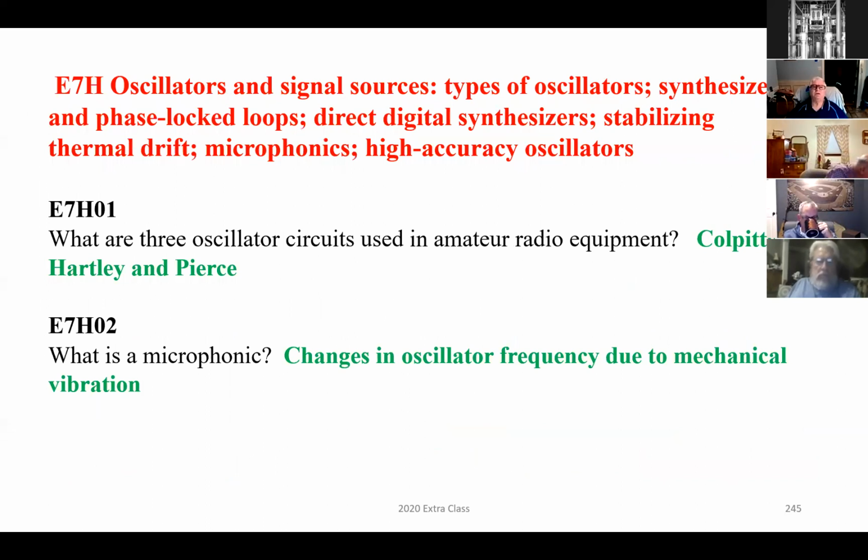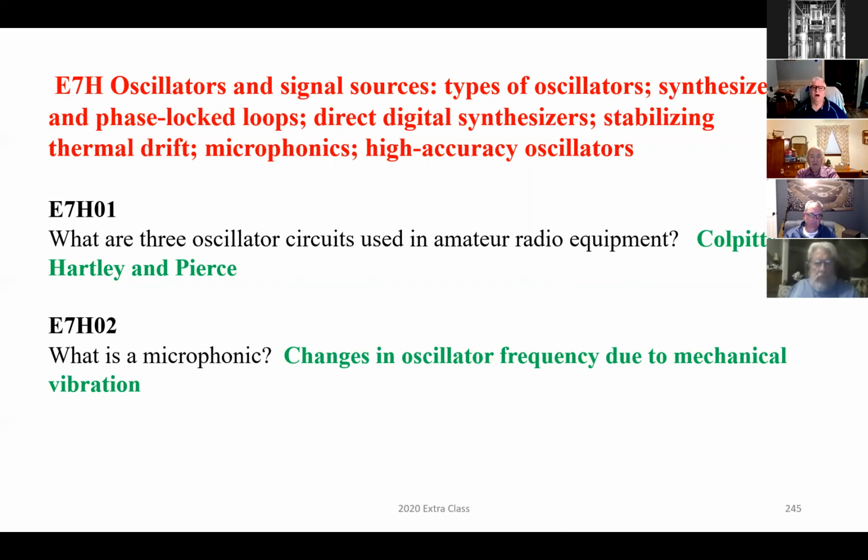All right, oscillators and signal sources, types of oscillators, synthesizers, and phase locked loops, direct signal synthesizers, stabilizing thermal drift, microphonics, high accuracy oscillators. Okay, what are the 3 oscillator circuits used in amateur radio equipment? It would be the Colpitts, Hartley, and Pierce.